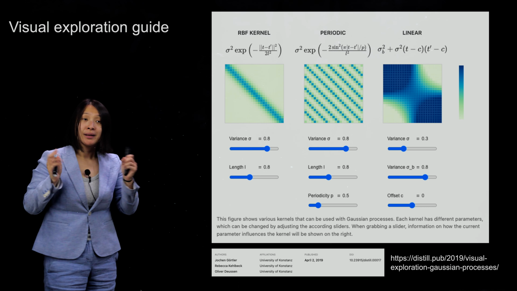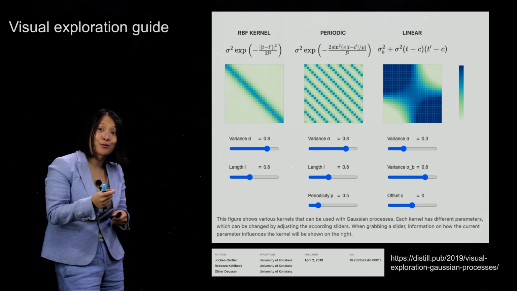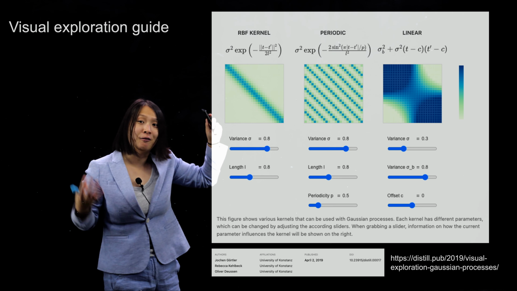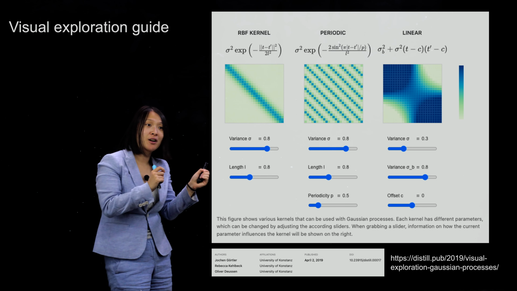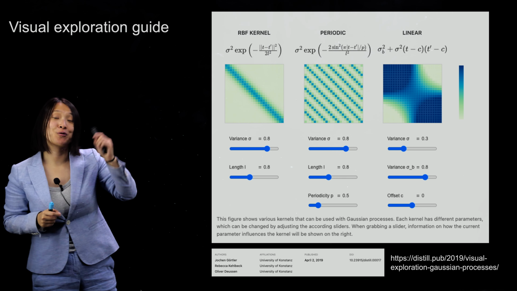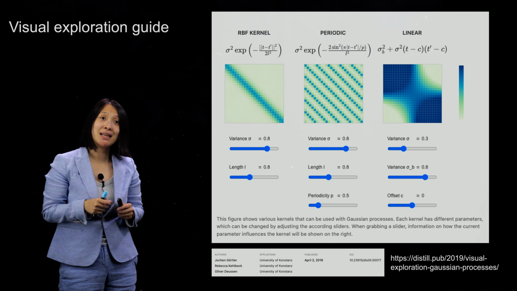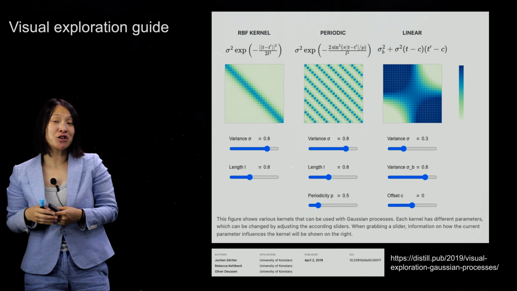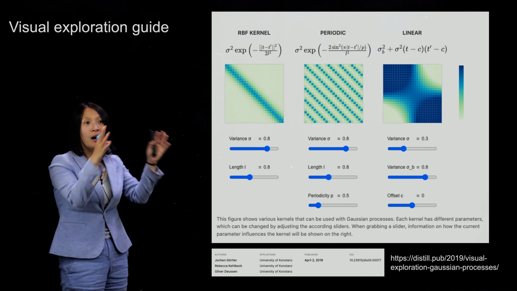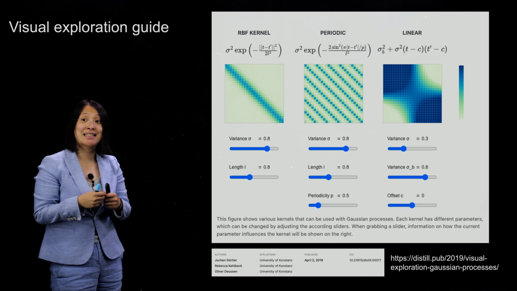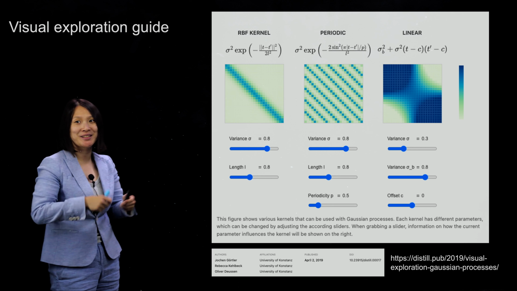In this lecture, we haven't really gone through the mathematical formulations of the different kernel functions. So I recommend reading more on this amazing website, which gives a visual exploration of how to understand Gaussian processes and how to select the kernels.